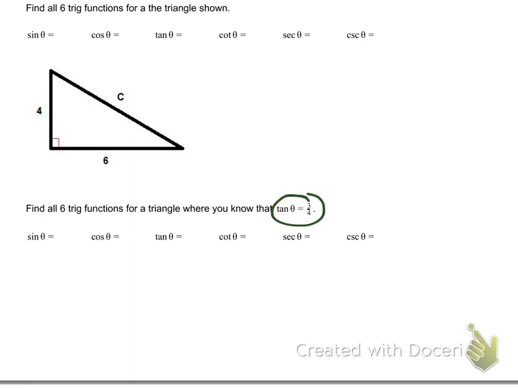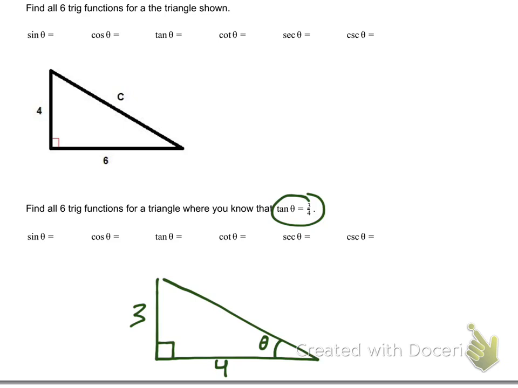So first thing I'm going to do is draw a triangle where this is true. Tangent of theta is equal to 3 over 4. Well, the nice thing is that I can pick any triangle I want, because the ratio of sides doesn't matter. If you make the triangle larger or smaller, as long as that ratio is the same, that's all that matters, and all 6 trig functions will be the same.